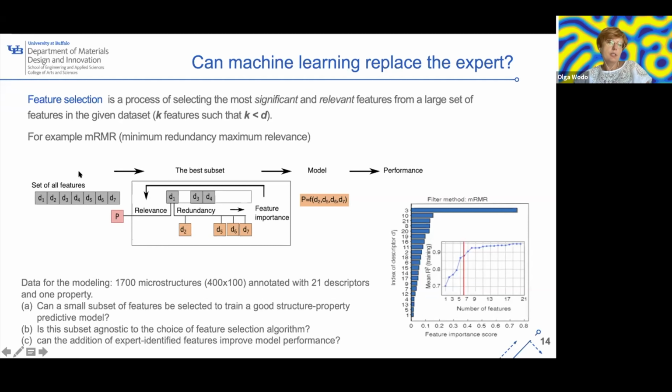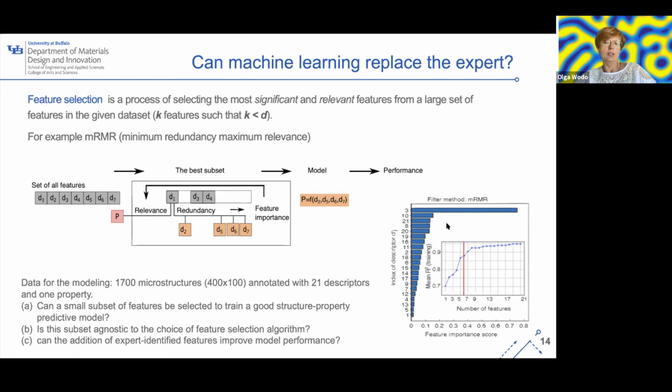So the method is relatively simple. You start with the initial set of features. You look for the correlation with your property. You find a descriptor that is most correlated with your property. You put it into your bag of features. And then in the next iteration, you look again for the feature that is most relevant, but then you check the redundancy with the features that were selected. You calculate a so-called importance score. And this allows you to order your features based on their importance, right? So out of 21, we're able to order them based on this importance score.